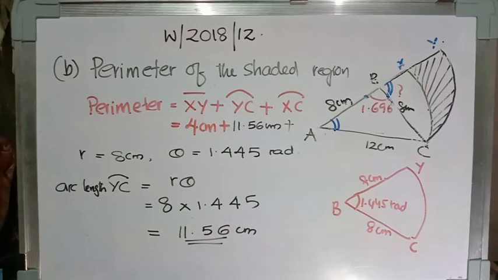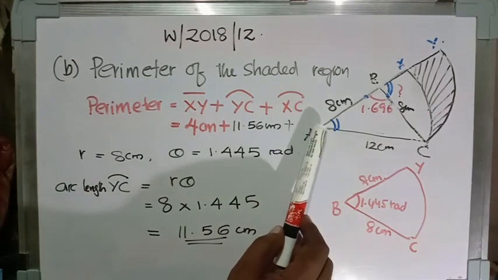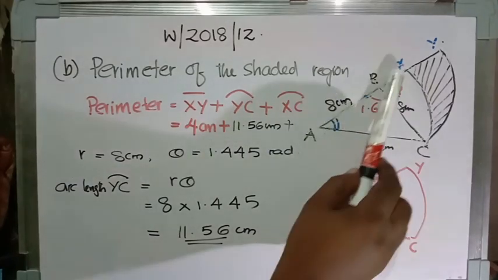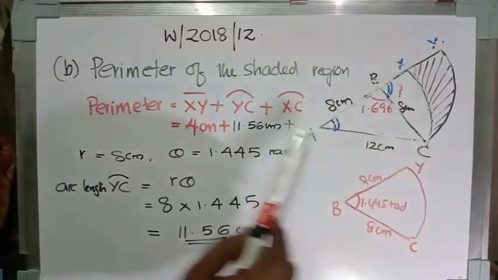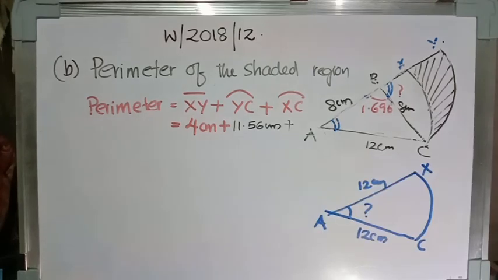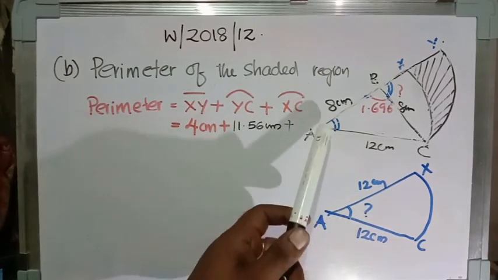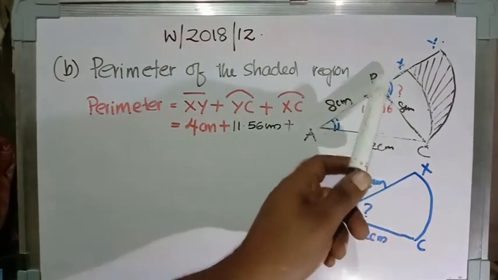Now our task is to find the arc length XC. So for XC, we need to take the sector AXC. But when we consider the sector AXC, angle A, that means theta, is missing. So we need to calculate theta. But from this figure, from this sector, we cannot calculate theta. For that, let's take this triangle ABC.